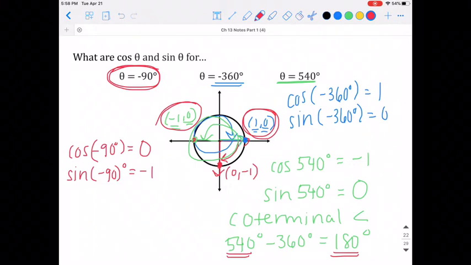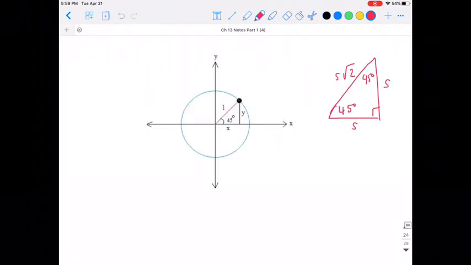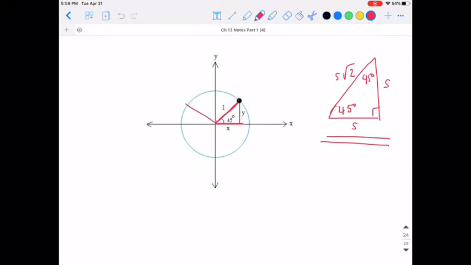But we can also use our unit circle to find the exact values of sine and cosine for angles that are multiples of 30 degrees or 45 degrees. So let's look at an example with 45 degrees. So here's our unit circle with one triangle where we have a 45 degree and a 45 degree angle here. The rules for these special right triangles are just off to the side here. You need to memorize these. These are very important.